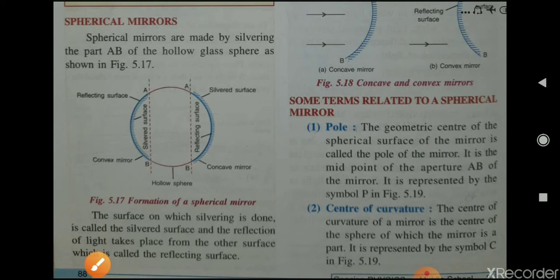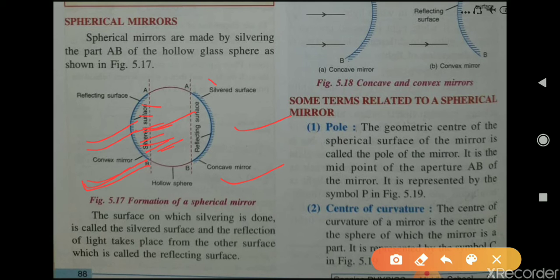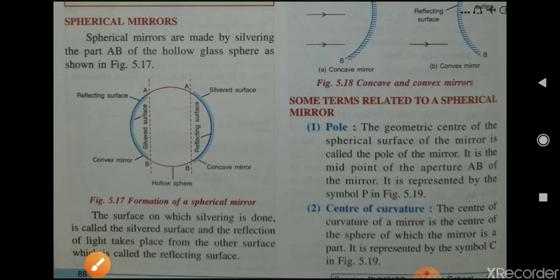Now the silvered part means the surface on which the silvering is done. As you can see in this picture, silvering is done on the inner side. So this is the silvered surface and the other surface is the reflecting surface. Based on the side on which the silvering is done, these mirrors are divided into convex mirror and concave mirror. As you can see here, the silvered part is this outer surface, and the inner surface is the reflecting surface. So the surface on which silvering is done is known as the silvered surface, and the other surface is called the reflecting surface.